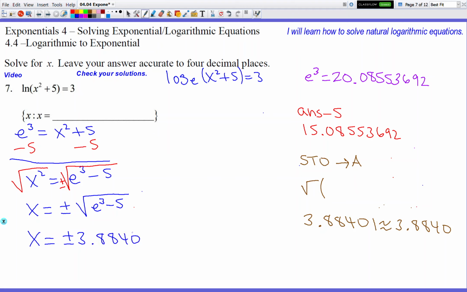3.8840. Okay. All right, and to check your answer, checking your answer is actually easy, because since this number we're going to plug in is going to be squared right away, even if I put negative 3.8840, since it's going to be squared, the negative 3.8840 is going to become positive anyway. So there's no chance that my number is ever going to turn negative, so therefore my entire 2 answers, plus or minus 3.8840, is my final answer.